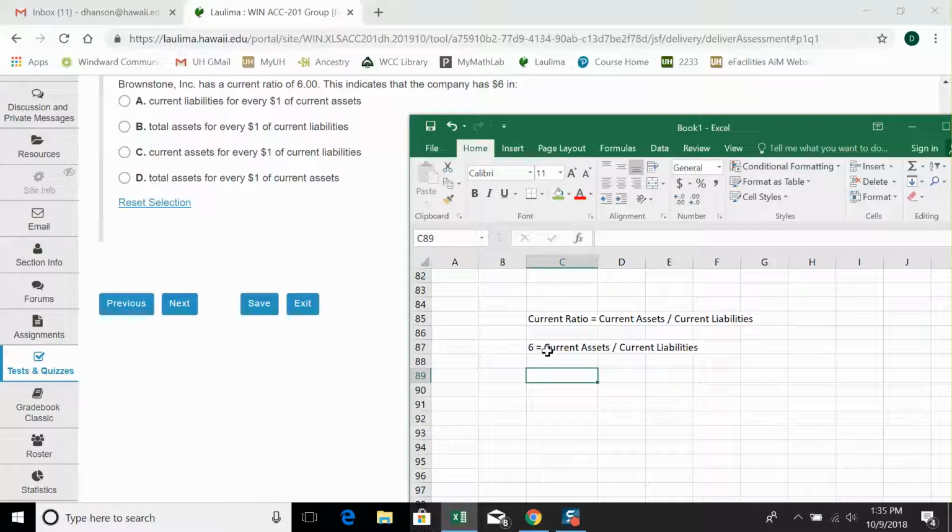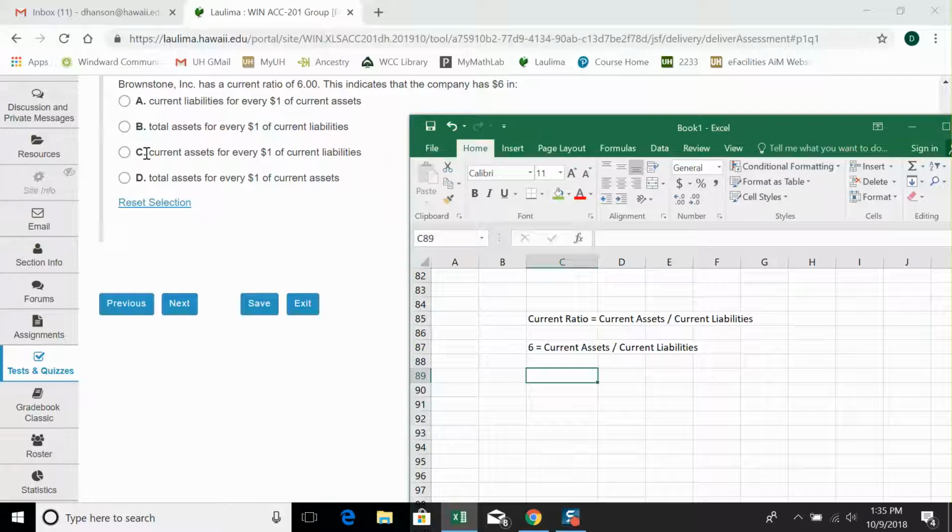Okay, so let's see what this tells me. It says this indicates that the company has $6 in. Well, if you read these like a ratio, like a numerator and a denominator, then A would actually be the opposite of what the current ratio formula is. It actually has current liabilities on the top. Okay, so B actually makes sense. $6 in total. No, actually B doesn't make sense because it needs to be current assets. So you can rule B out because B is saying total assets. We only want current assets in the numerator.